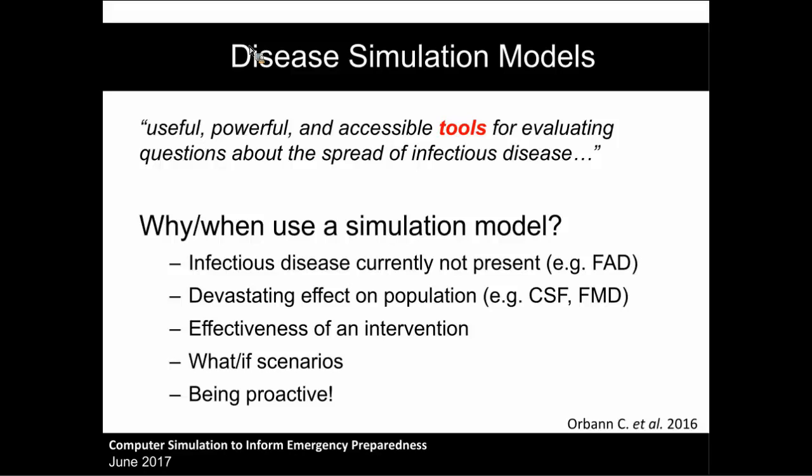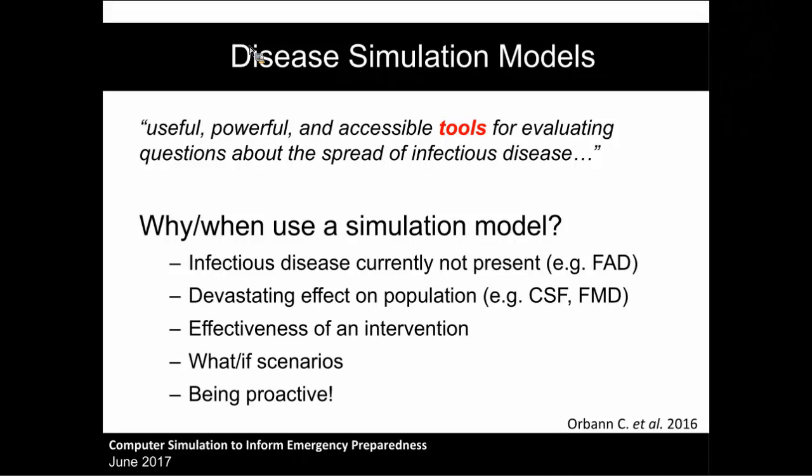Now, you might be wondering how to define a model. There are many definitions. Here is one that I find handy, describing the infectious disease model in a population, which is a useful, powerful, and accessible tool. It's a tool for evaluating questions about the spread of infectious disease within and between many populations and our physical, social space and time.